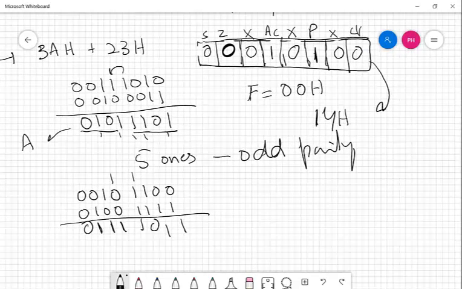You should remember, these flags are not set by the programmer, but automatically set or cleared by the processor after execution of each instruction.